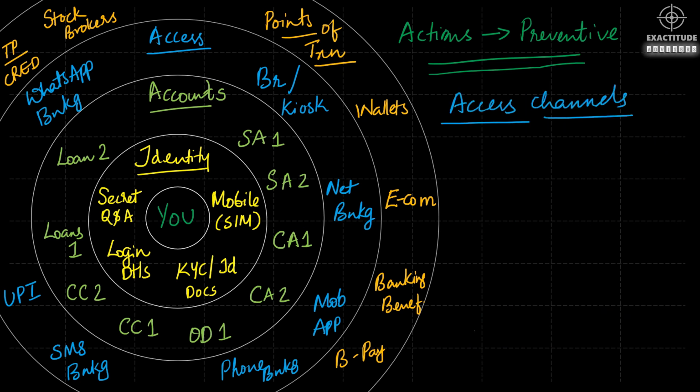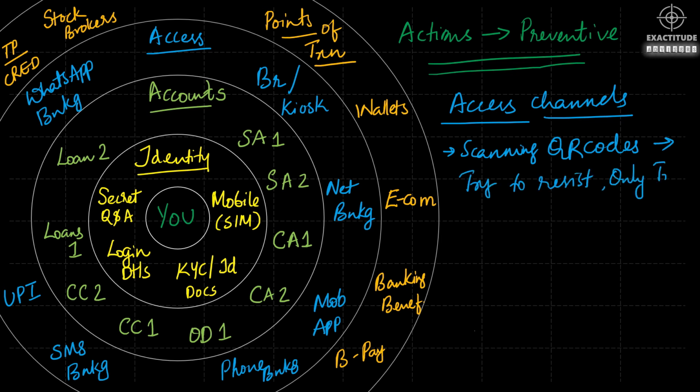Next level is our access channels, where the fraudster tries to mimic our access channels or tries to intrude into our access channels. The first mistake that people do nowadays is scanning of QR codes, because when you scan QR codes, you don't know what is behind the QR code, which link it is going to execute. So try to resist that temptation. Do it only if it is a trusted merchant or a trusted site or an application, right?